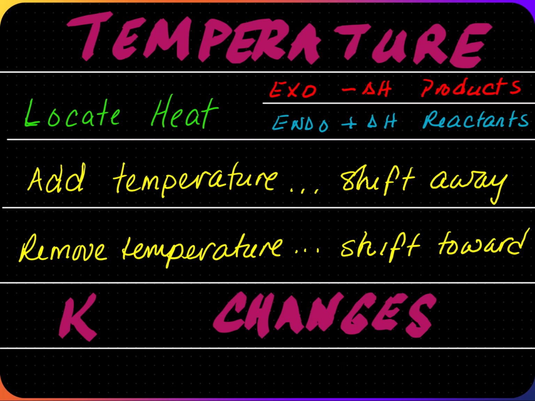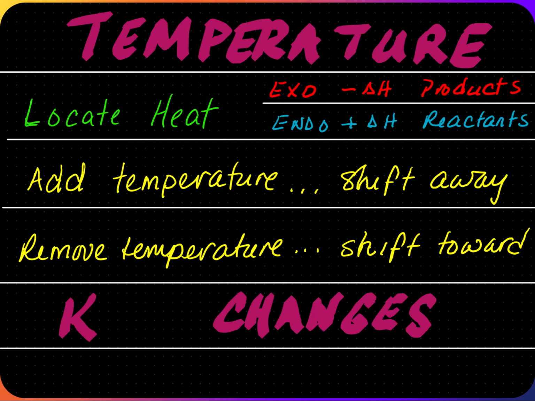The second type of stress or disturbance that can be added and removed is temperature. When we have temperature, the first thing we do is locate the heat, because the temperature will affect how much heat will be transferred. Anything that is exothermic will have a negative delta H or negative enthalpy. It will be located on the product side. Anything that is endothermic will have a positive delta H and it will be located on the reactant side.